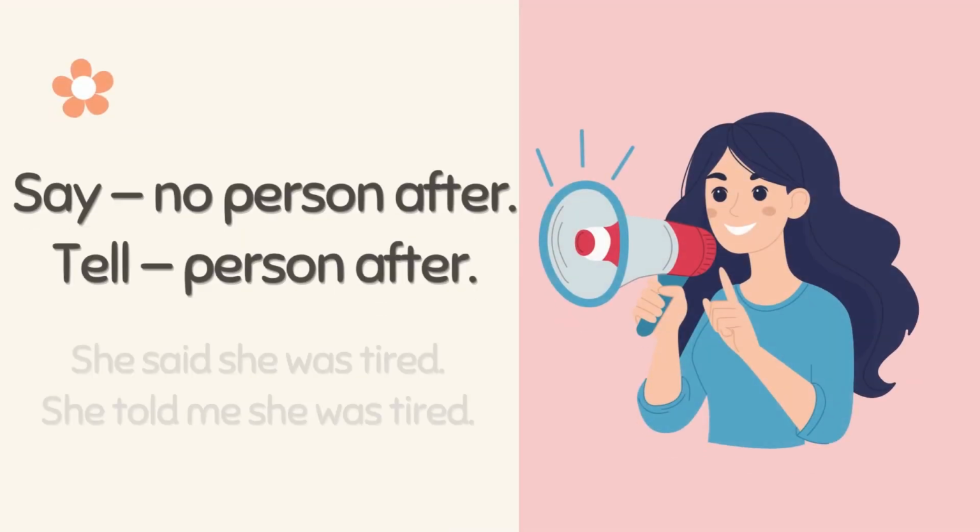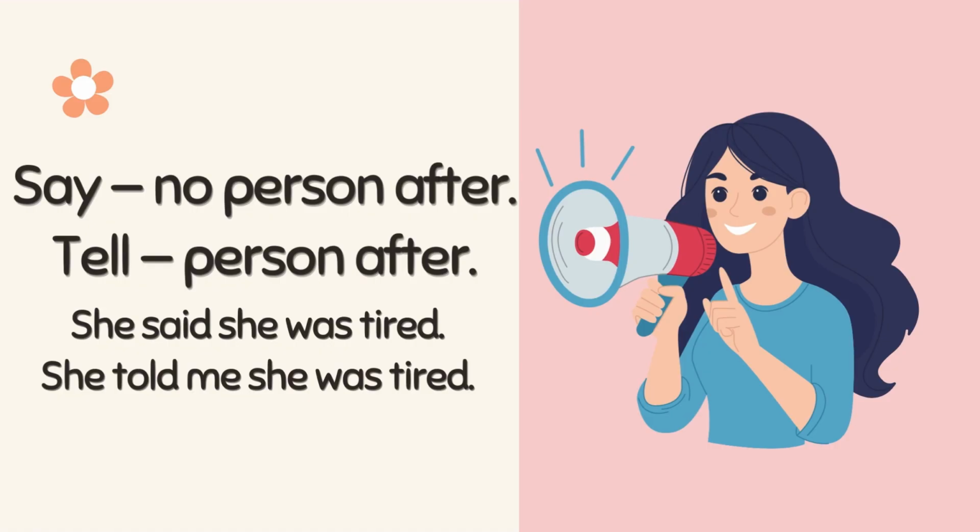Okay? For say and tell, you use say when there is no person after, and you use tell when there is a person after. For example, she said she was tired. You see, no person after. But she told me she was tired. Now, me is the person after told. So you say, she told me she was tired.